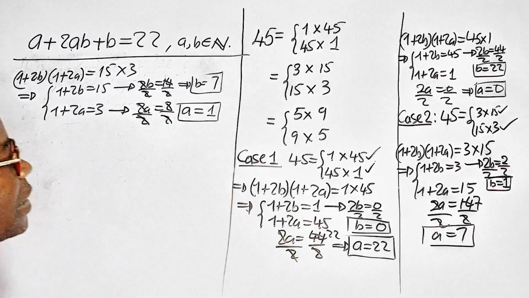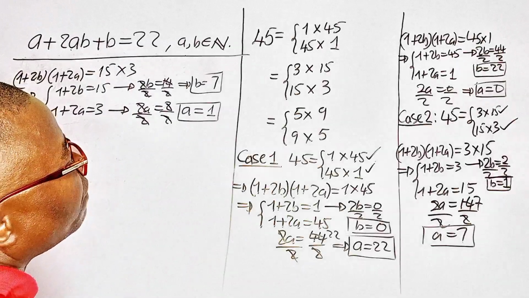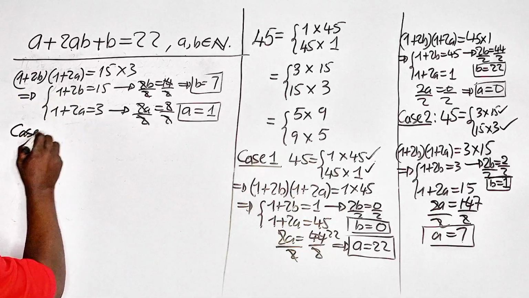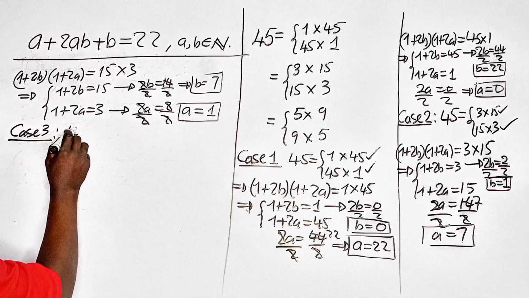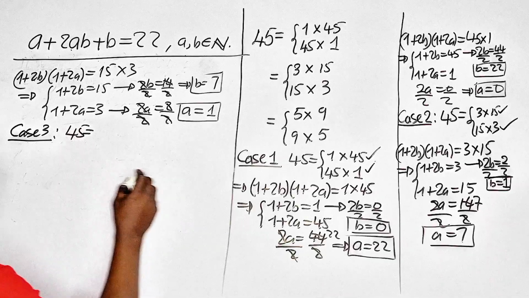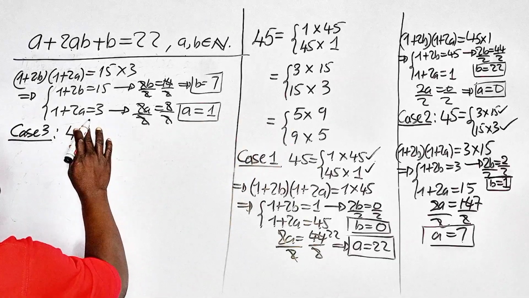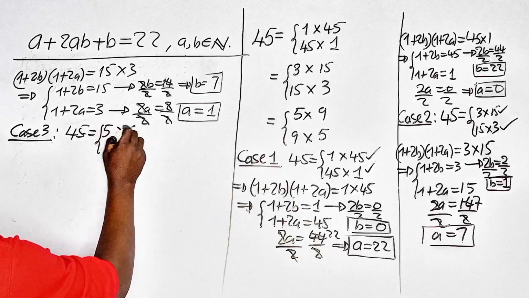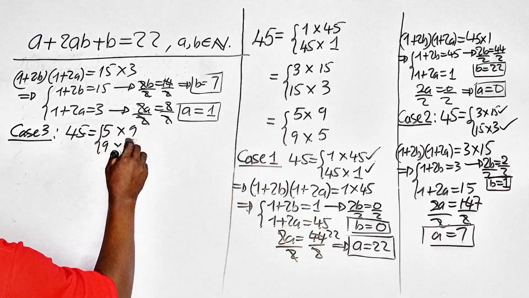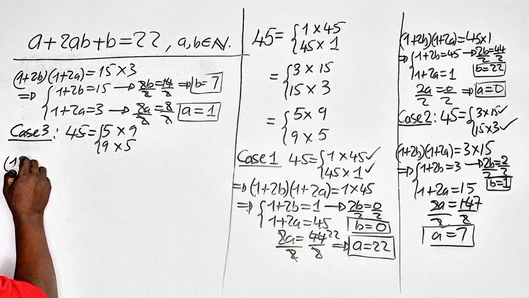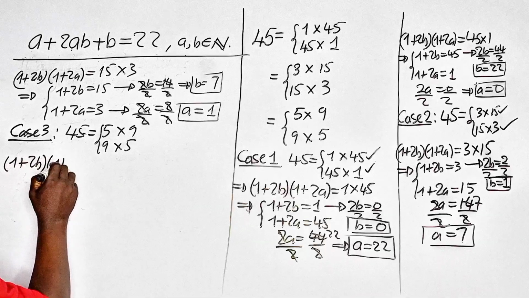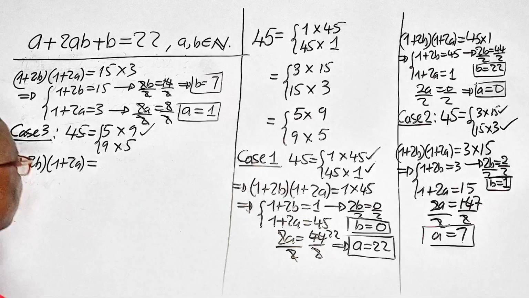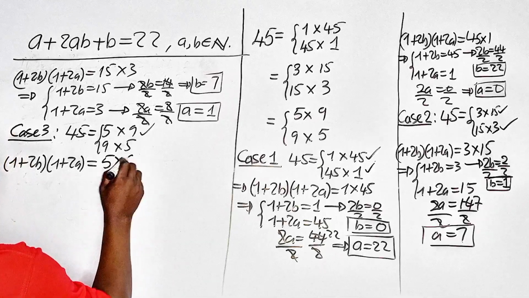So we're through with case 2, having all the solutions of case 2. Let's take the last case. Case 3. 45 decomposed as 5 times 9 or 9 times 5. Again, is the product 1 plus 2b, 1 plus 2a is equal to, let's take the first situation, 5 times 9.